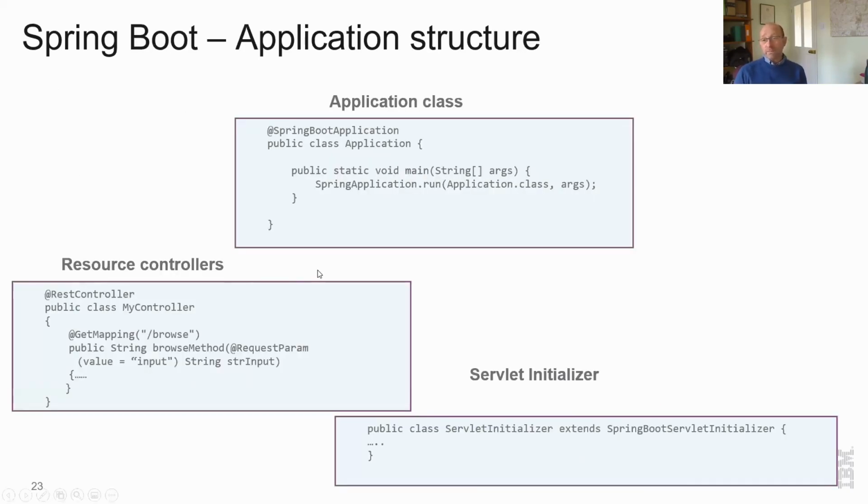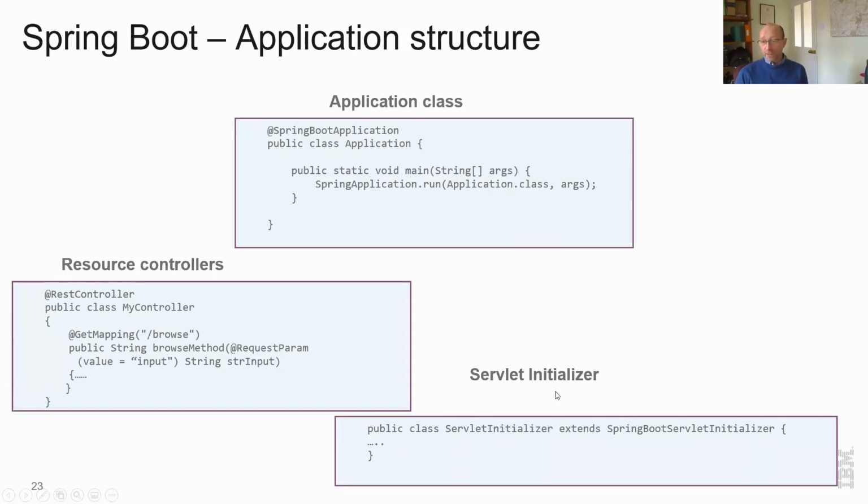So here's a sort of simplified view of a Spring Boot application. You have 3 main components. You have the application class with a main method that runs the Spring application. And here we can see we're invoking run on Spring application, passing in the application class.